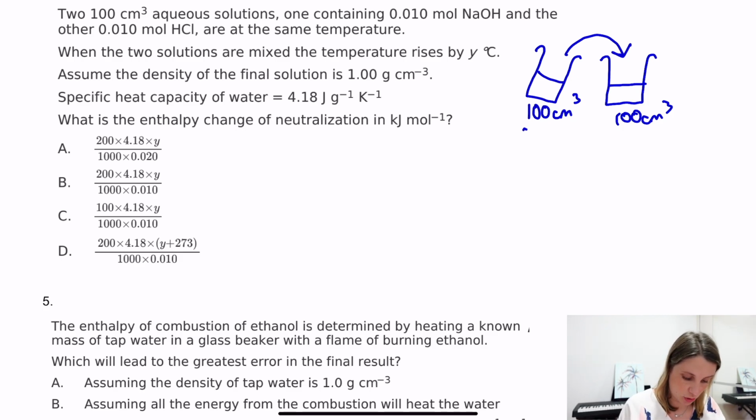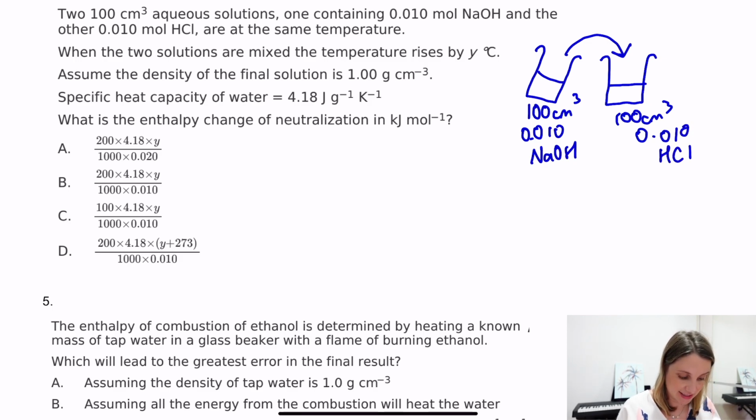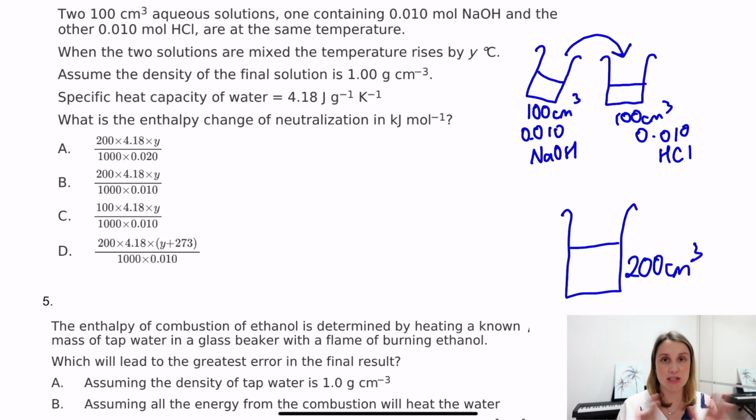One contains 0.1 molar of sodium hydroxide, and the other contains, I lost a zero there, 0.010 of sodium hydroxide, 0.010 of hydrochloric acid. They are at the same temperature to start with. When the solutions are mixed together, that means that overall we now have this reaction mixture, this is now 200 cm cubed, and it's a mixture of the acid and the base.